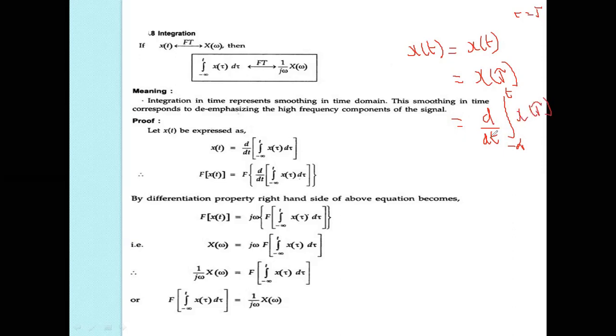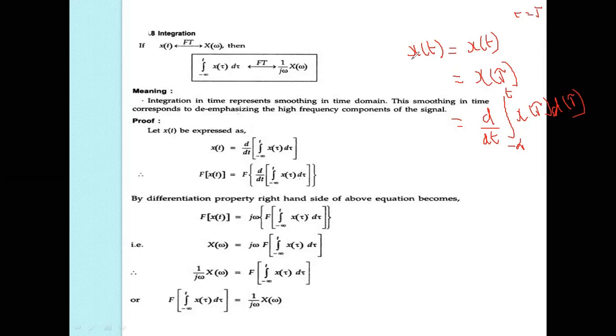Now see, if I take x of t is equal to x of t, and when t is equal to tau, the tau is also the time period. So I am changing x of t here to x of tau, and that is equal to d by dt of the integral. If I use d by dt here, the derivative of the integral will give the same thing. The limits they are asking for are 0 to t, not minus infinity to t. So x of tau, and we are applying the derivative with respect to t, d by dt of the integral from minus infinity to t of x of tau d tau.